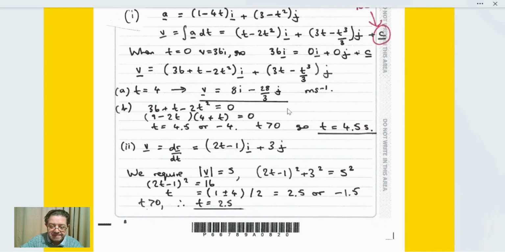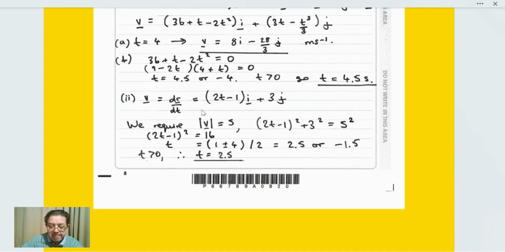So we differentiate to find the velocity. dr/dt is (2t − 1) i, add 3j. We want the magnitude of this velocity to be 5. So (2t − 1)² add 3² equals 5². You'll probably recognize again the triplet 3, 4, 5 here.